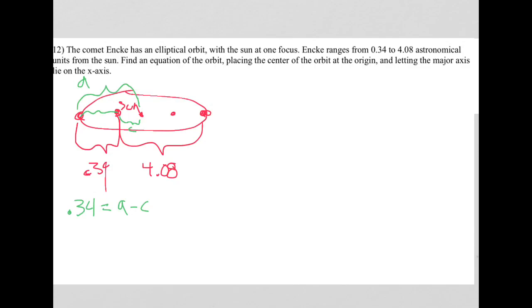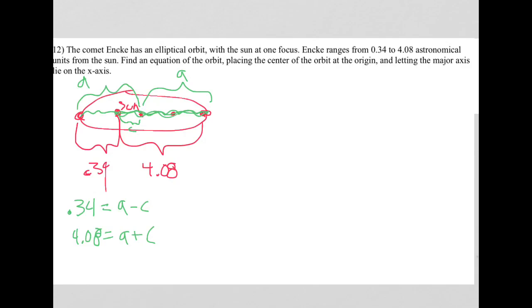And then we can do a similar thing over here. We again know that distance right there is A, and we're going from the sun all the way over to that spot right there, which is going to be C plus A. And that distance we know is 4.08. So 4.08 equals A plus C.